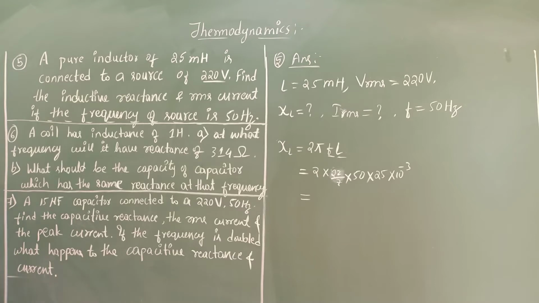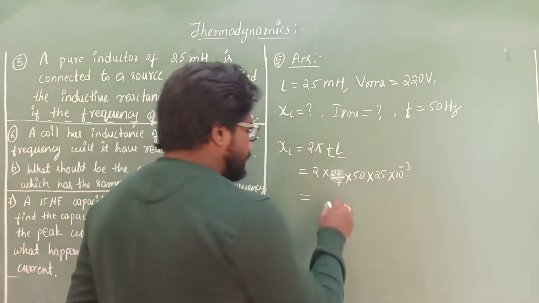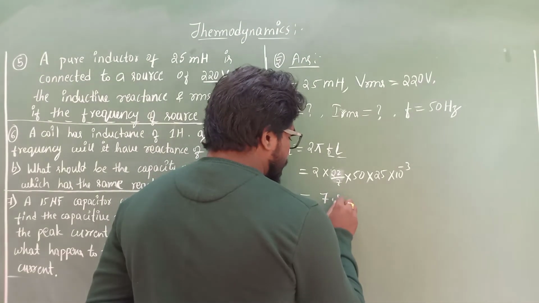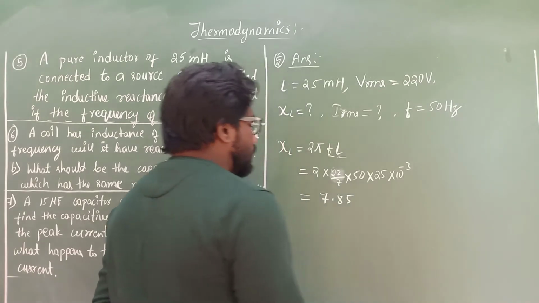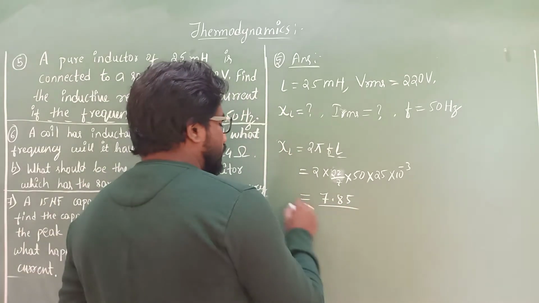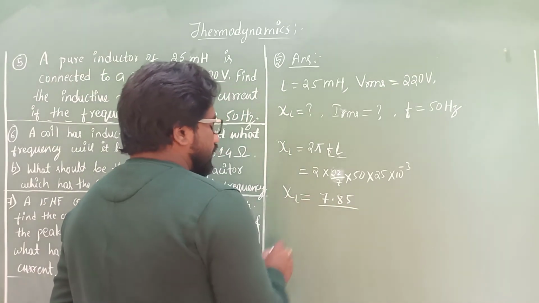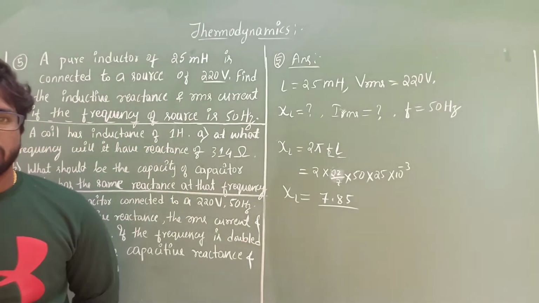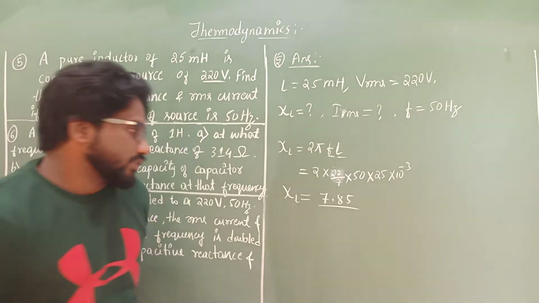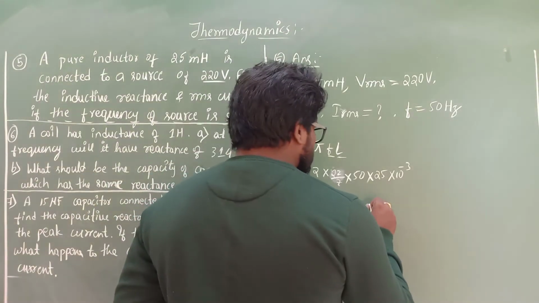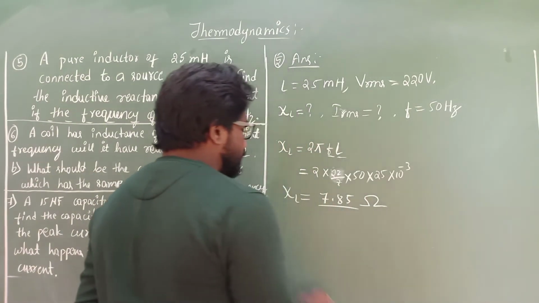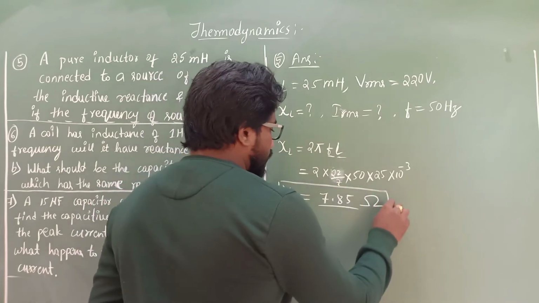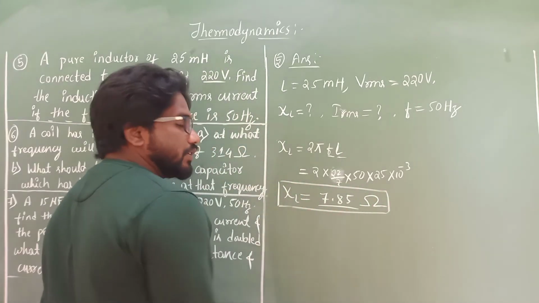When you solve this, you will get the answer as 7.85. What is this 7.85? What is the unit of inductive reactance? As you know, it's a kind of opposition offered to the flow of AC, that is nothing but resistance. What is the unit? That is ohm. So 7.85 ohm will be the result.